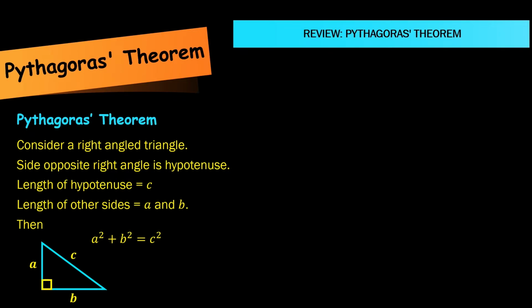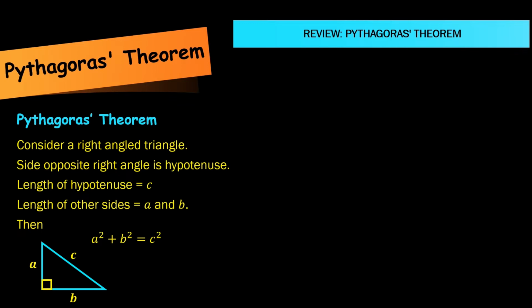Before we examine the cosine rule, let's take a quick look at Pythagoras' theorem again, as this will help us to prove the cosine rule. In Pythagoras' theorem, consider a right-angled triangle. The side opposite the right angle is the hypotenuse. Let's denote the length of the hypotenuse by C, and the length of the other sides by A and B. Then A squared plus B squared equals C squared.